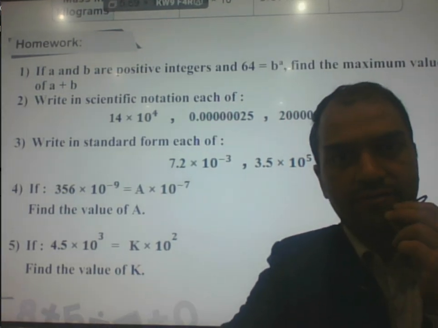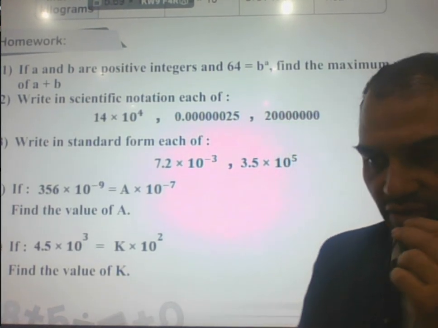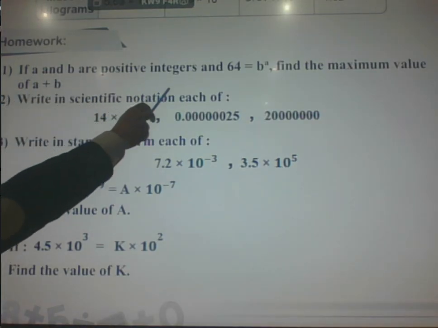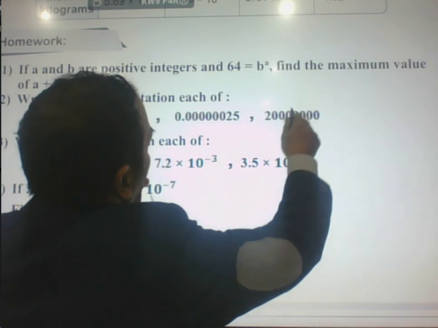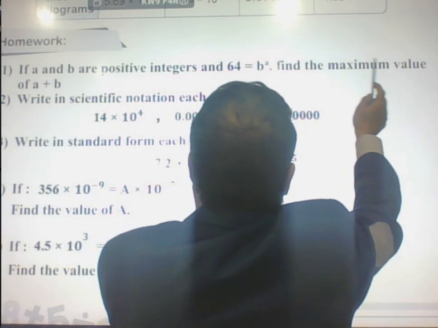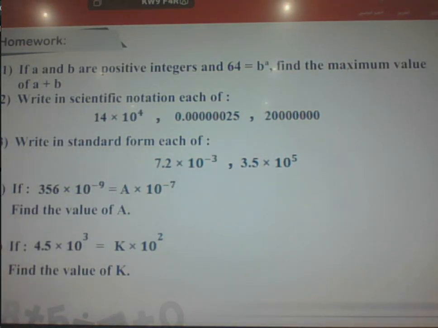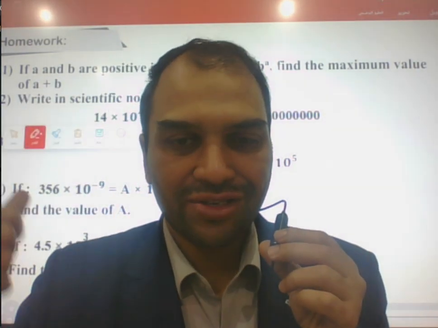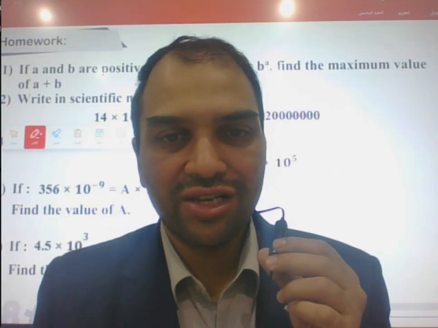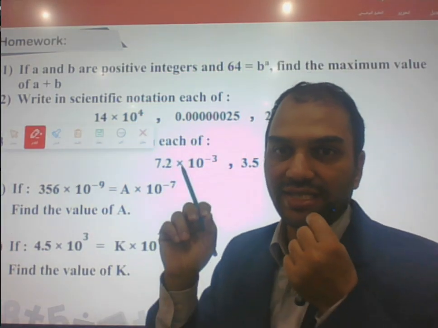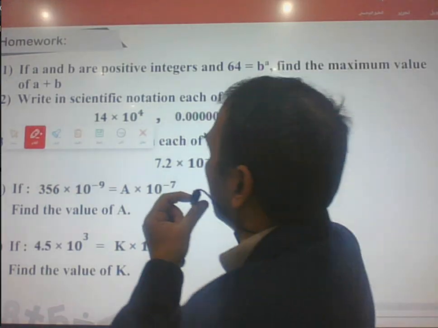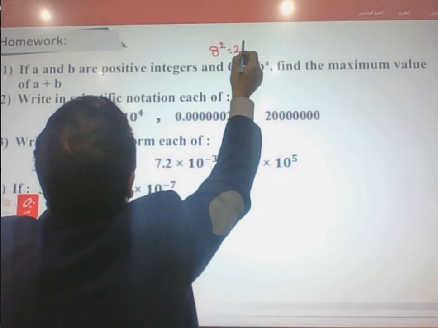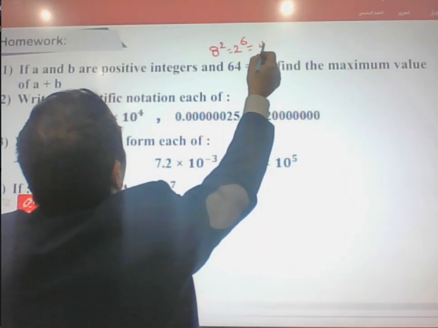Question number 1. Find the value. Listen to me here. First question. If a and b are positive integers and 64 equals b power a, find the maximum. He wants the maximum value of a plus b. Okay, I solved this example for you before. You remember? But in the last question, he wanted to find the minimum. In this equation, he wants the maximum value. Do you remember 64? Okay, listen to me. 64 equals 8 power 2, and also 2 power 6, and also 4 power 3.